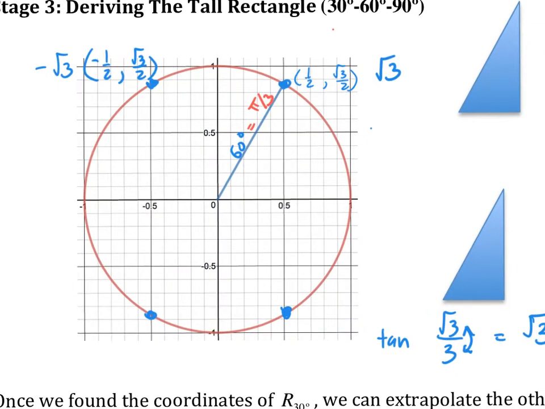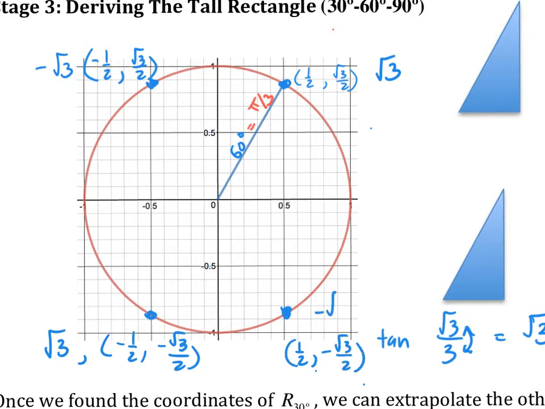Next, down here, we're going to have negative, negative. So it's negative 1/2 and negative radical 3 over 2. And my tangent is going to be positive radical 3. And lastly here, this one is going to be 1/2, negative radical 3 over 2, and the tangent there is negative radical 3.